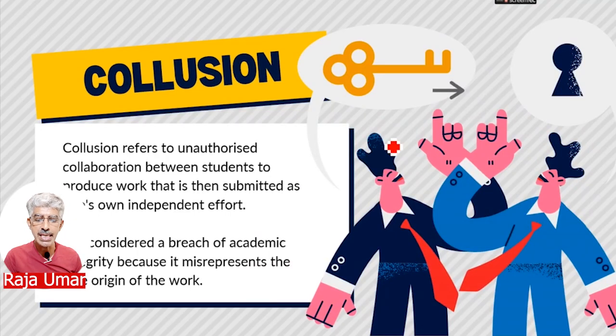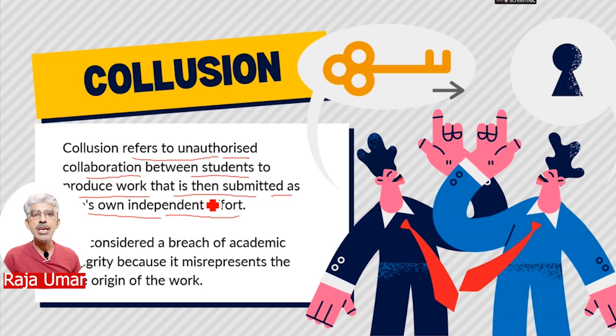Collusion. Collusion is the second type of plagiarism. Collusion refers to unauthorized collaboration between students to produce work that is then submitted as one's own independent effort. For example, if a single task is given to a student, but he collaborates with his fellows and with the support of his fellows, he produces that work and submits, that is known as collusion. It is considered a breach of academic integrity because it misrepresents the true origin of the work, as it was supposed to be of the single student's effort, but many students collectively worked on that one and produced that task.